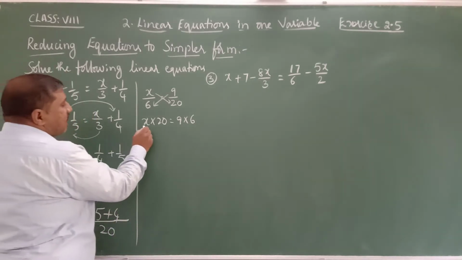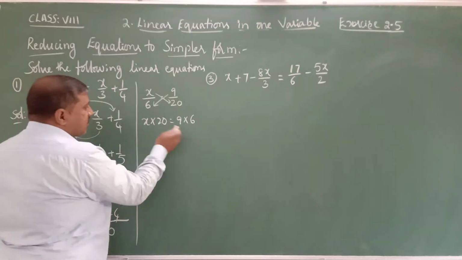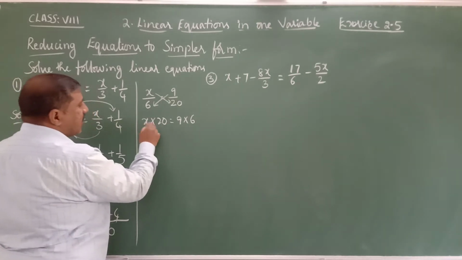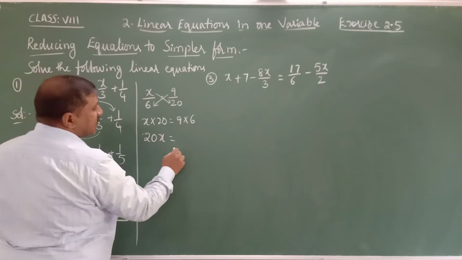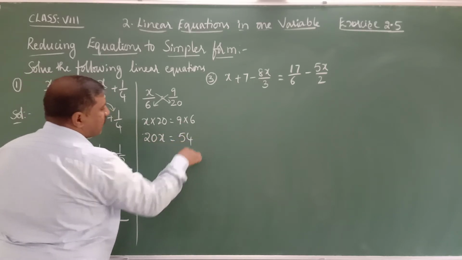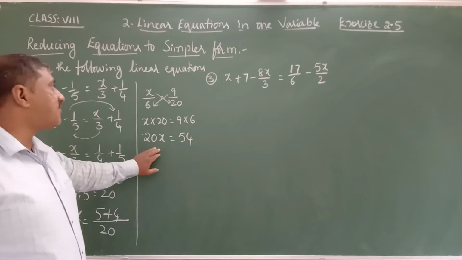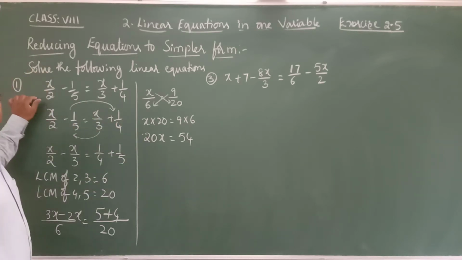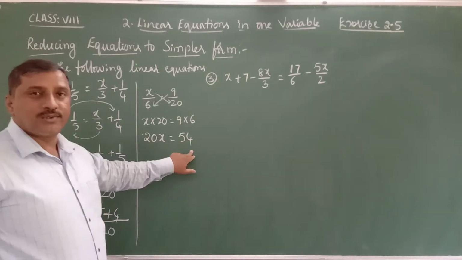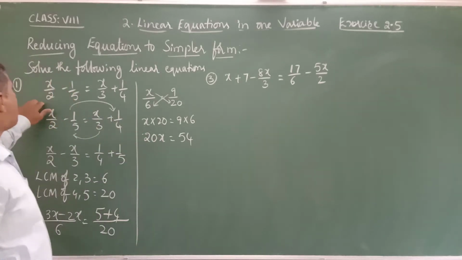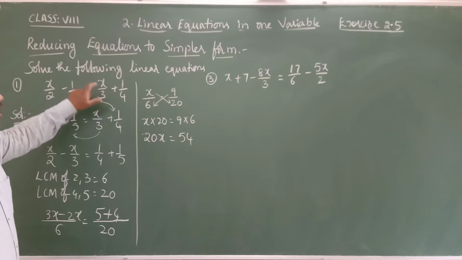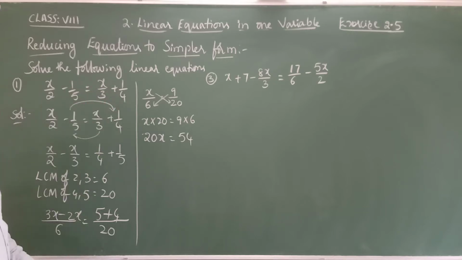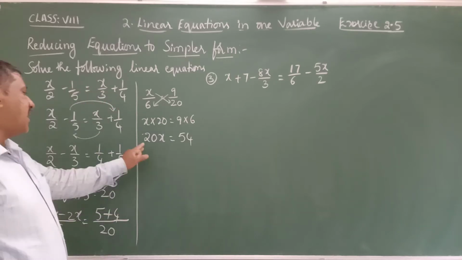Now we want to find x. So x into 20, that is 20x, is equal to 9 into 6. 9 sixes are 54. Now this is the simpler form of the given equation. 20x is equal to 54 is the simpler form of x by 2 minus 1 by 5 is equal to x by 3 plus 1 by 4. Now we need to find x.